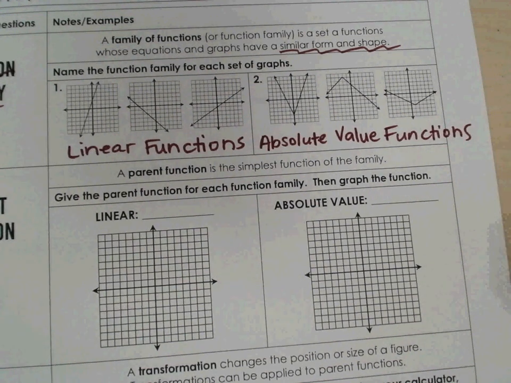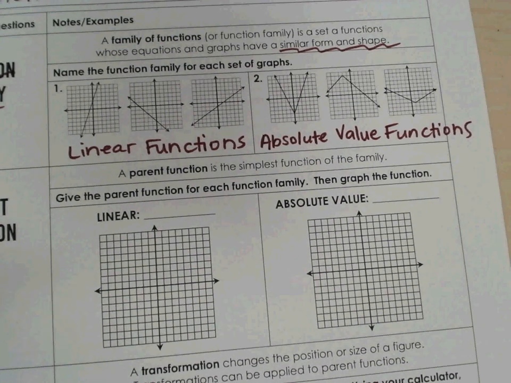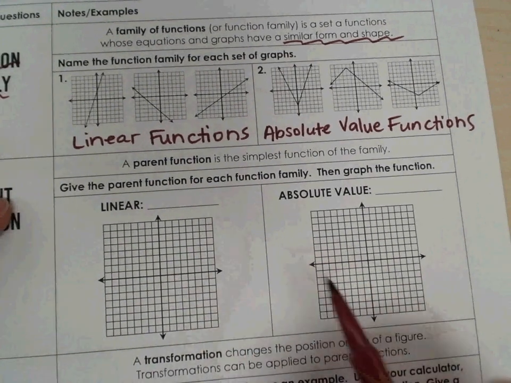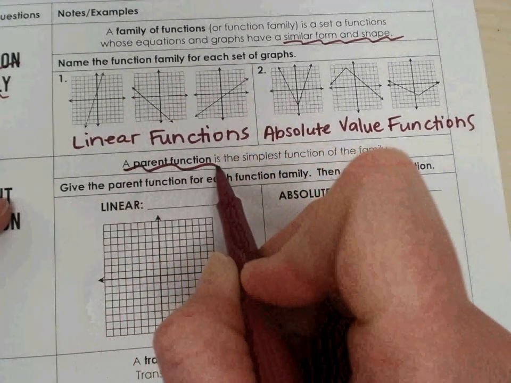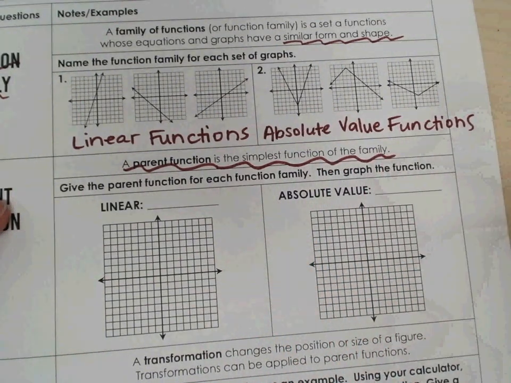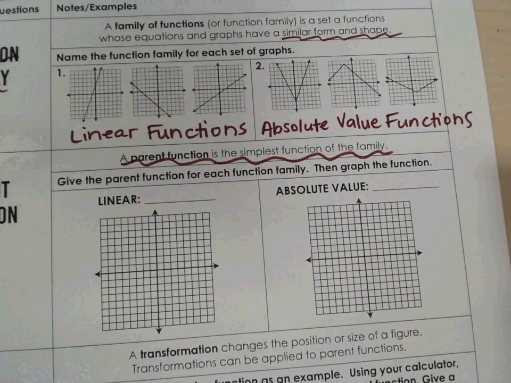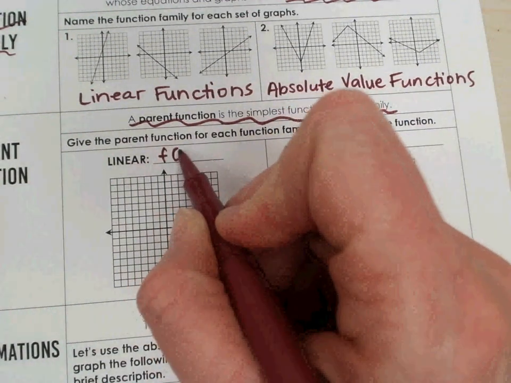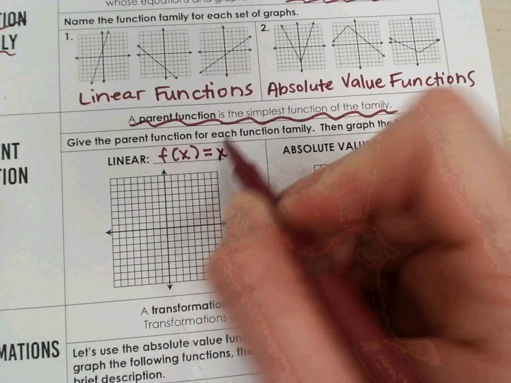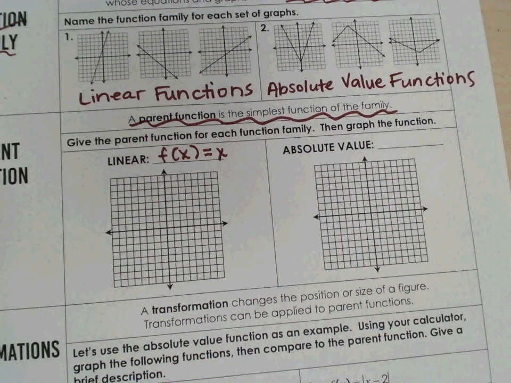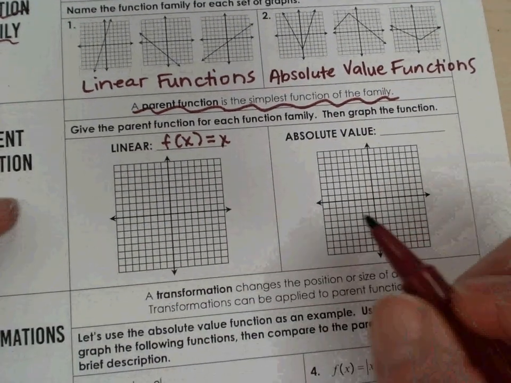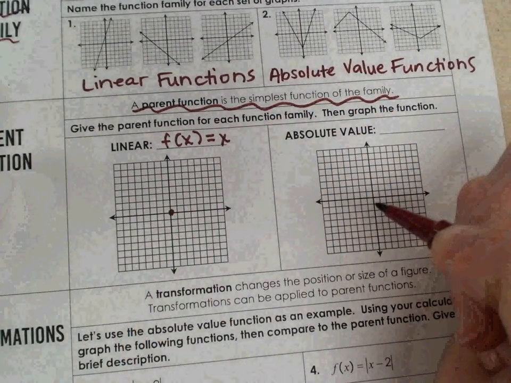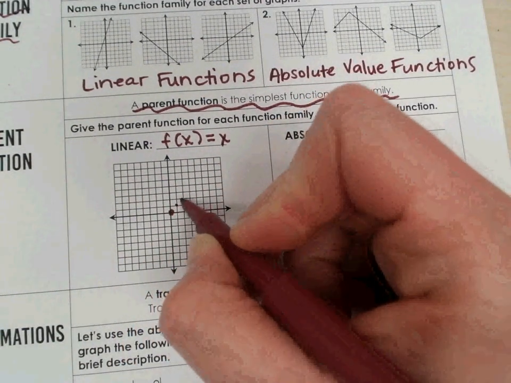Now, at some point or another, every family stems from a set of parents. The same holds true for function families. A parent function is the simplest function of the family. For example, the linear function f of x equals x. The most basic form of a line. It goes through the origin as the y-intercept, has a slope of 1.